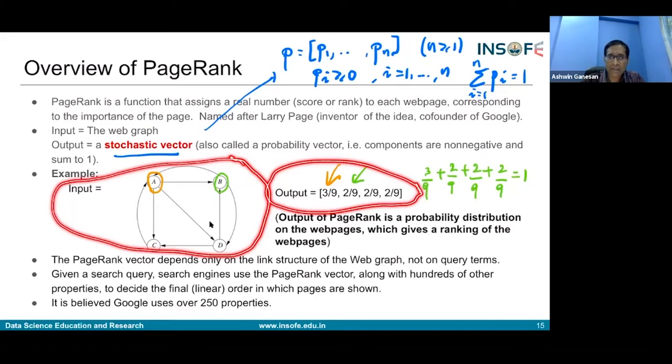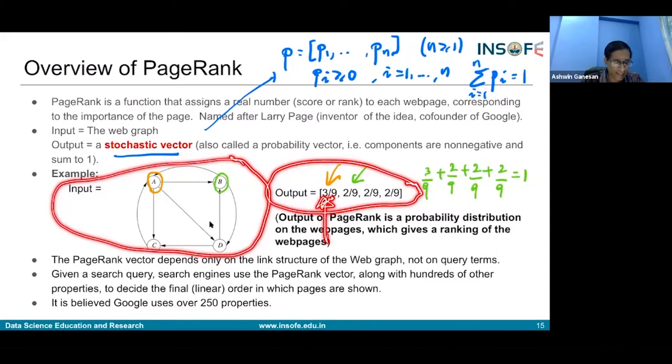And because generally these components are not going to all be equal, some numbers here would be larger than the others, we end up getting a ranking of the web pages, right? So if this was the output, that means that web page A, which has a score of 3/9, is considered to be more important than web pages B, C, and D, each of which have a score of 2/9. So in the end, this output is a probability vector, which basically gives you one way to rank the pages, okay?